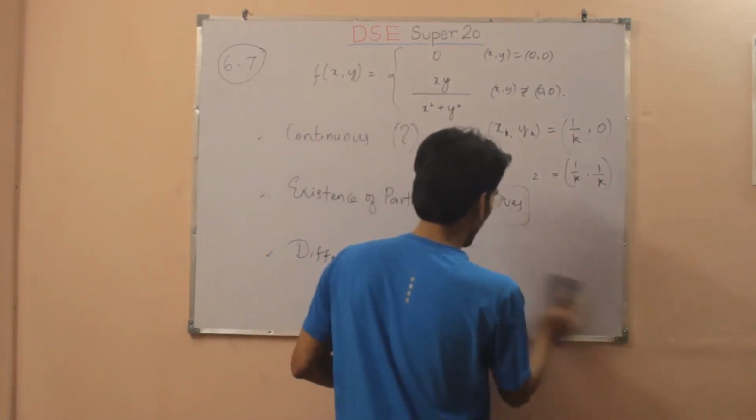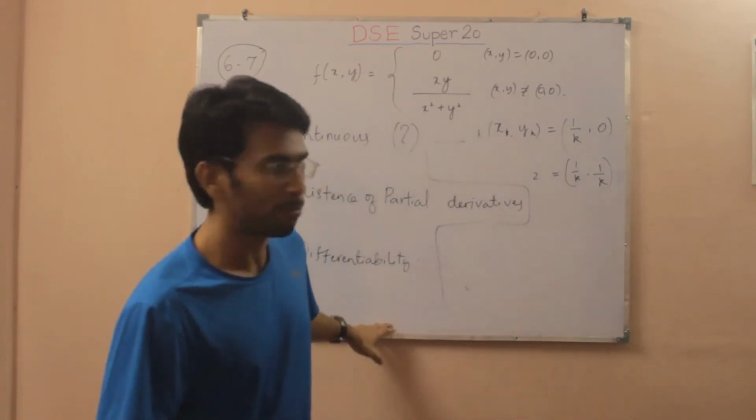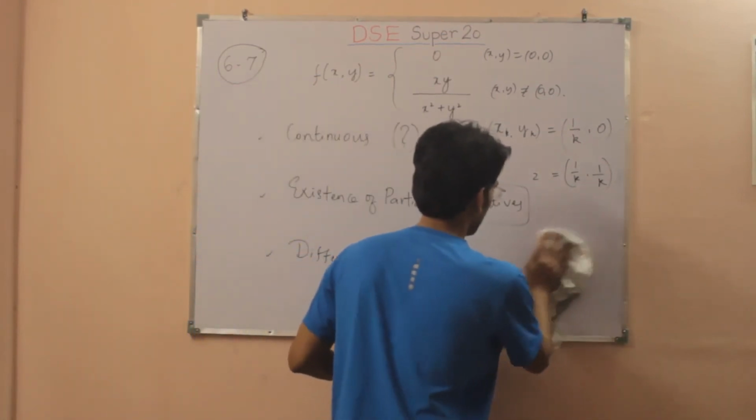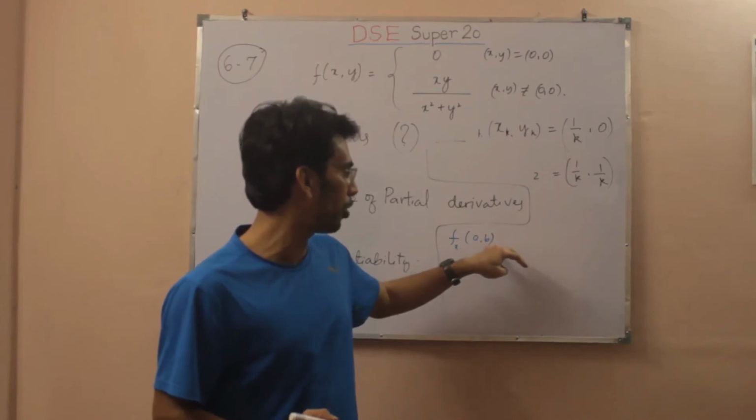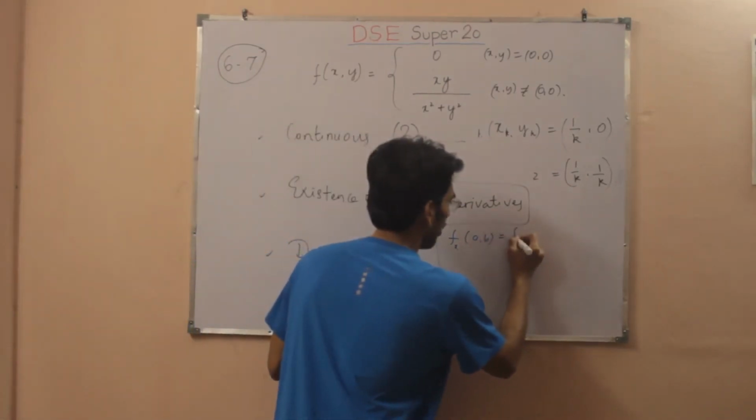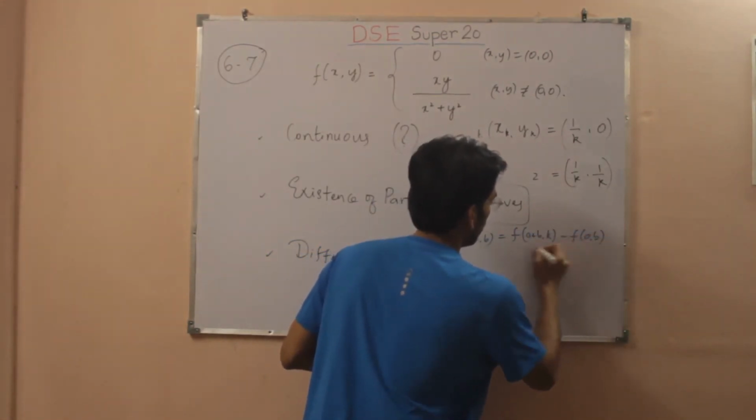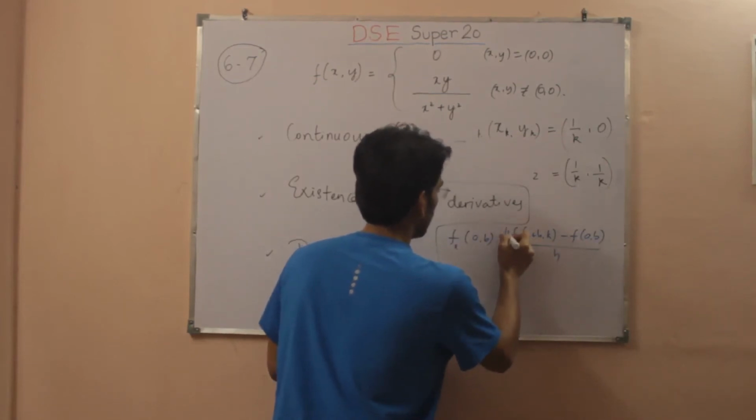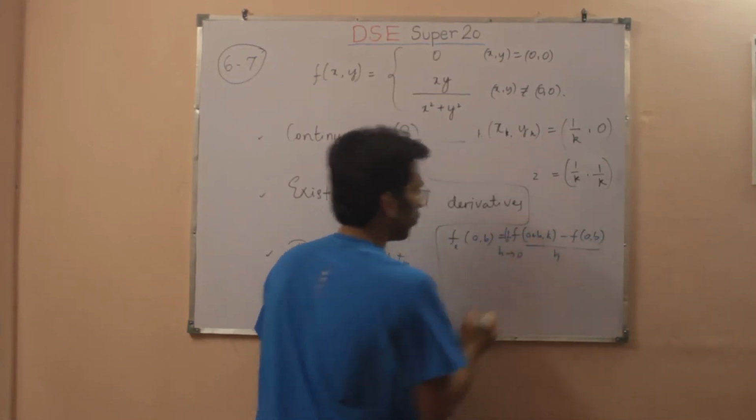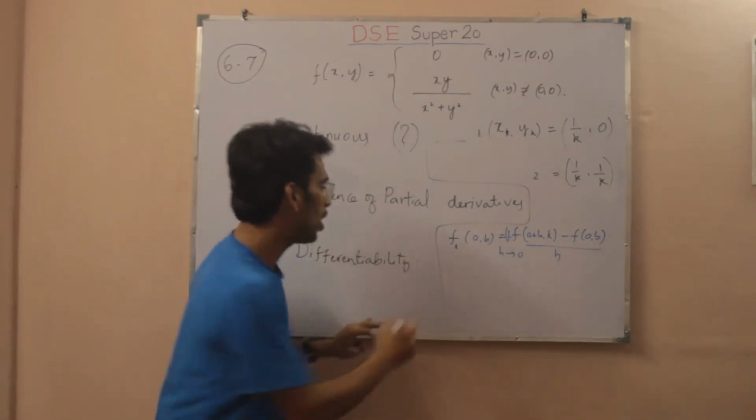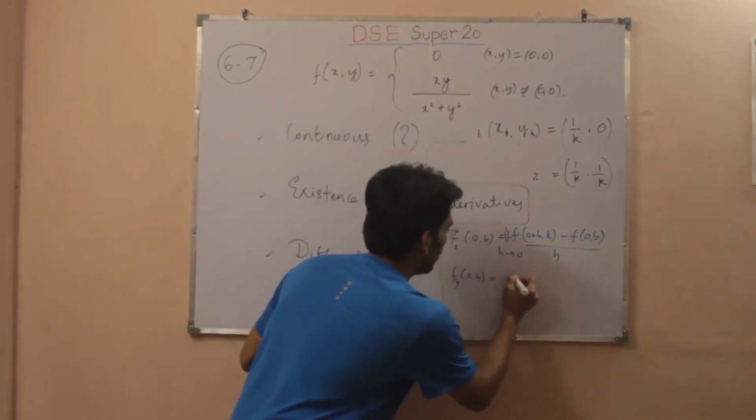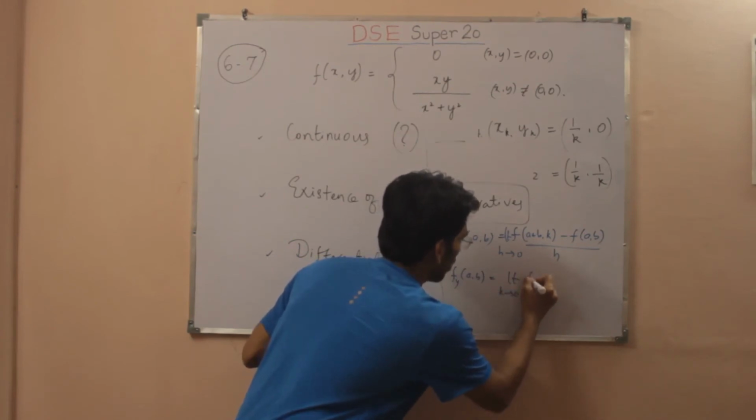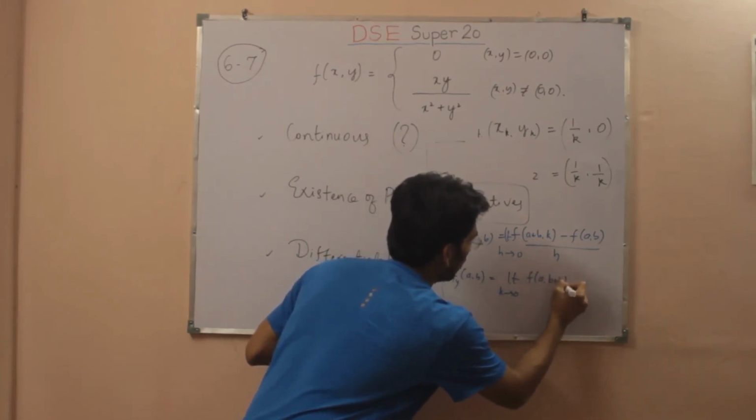Coming back to the sixth question, we'll see now whether the partial derivatives exist. For that, let's go back to the first principles, that is the definition of partial derivatives. The partial derivative of a function with respect to x at any point a comma b is given by the limit as h tends to 0 of f of a plus h comma b minus f of a comma b over h. And this would be the same for f derived partially with respect to y at the point a comma b. This will be the limit as k tends to 0 of f of a comma b plus k minus f of a comma b over k.